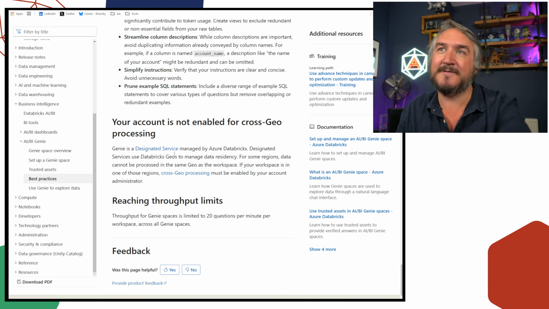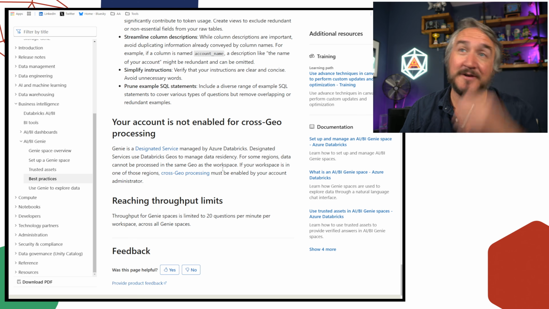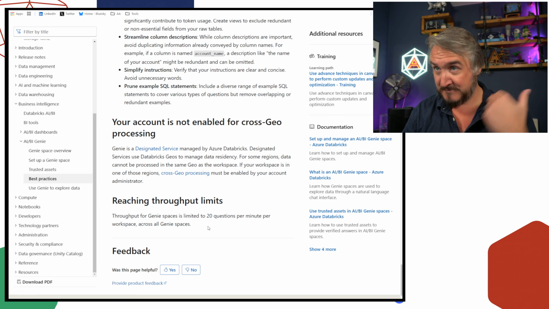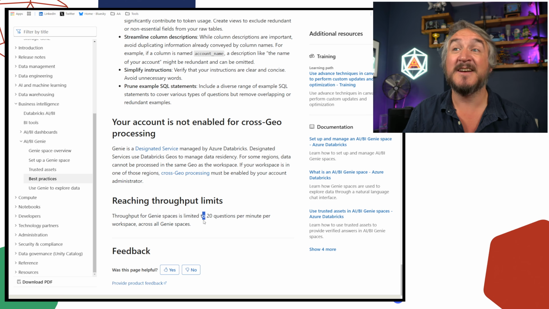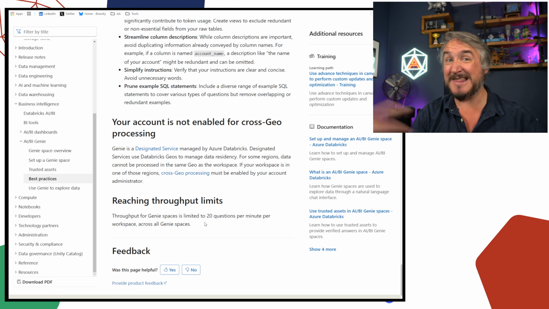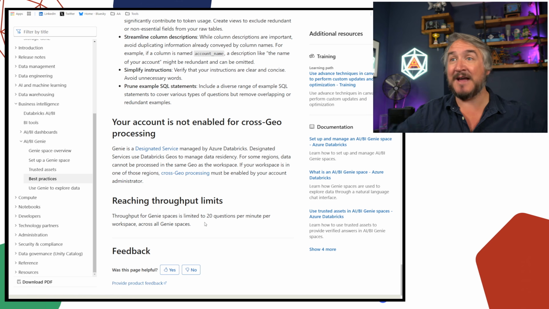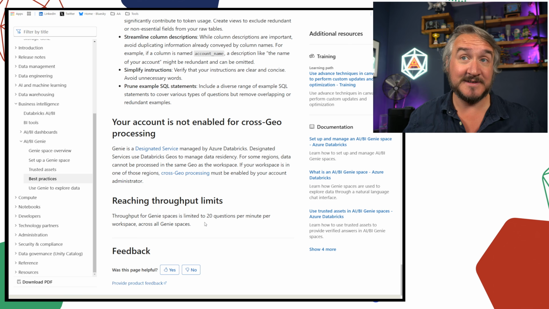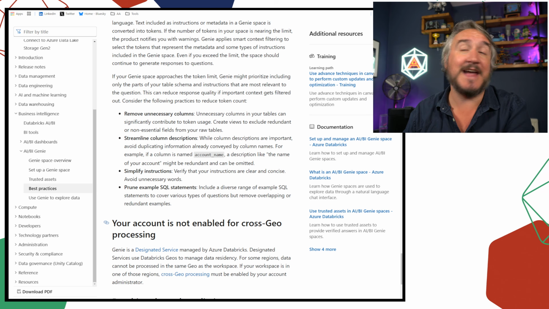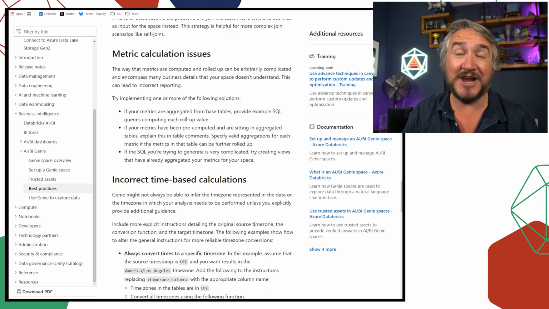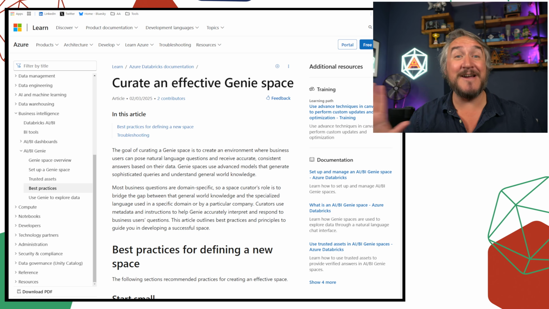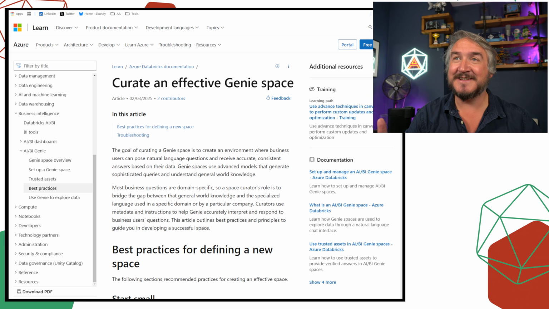And then, yes, finally, if you're not enabled for cross geoprocessing, you're going to have a problem, and you might reach throughput limits if thousands of people are trying to ask things. So 20 questions per minute across all of your Genie spaces actually isn't that high if you're pushing this out to hundreds of users. So it has a little throughput limit for now, which I'm sure will change as it gets more mature. It only went GA last month. Yeah. So very small amount of things, and that's it.